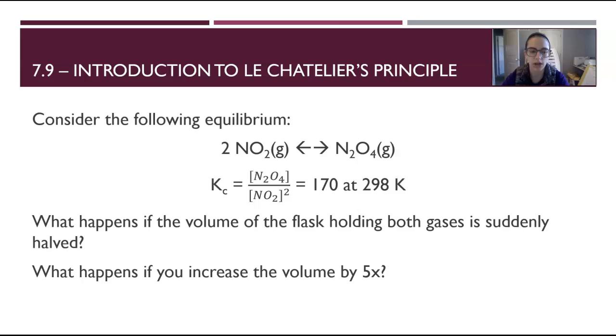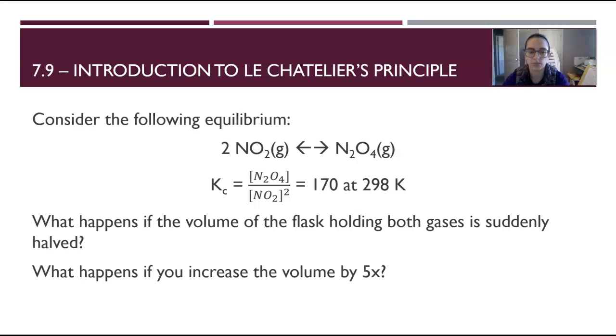We want to know what's going to happen if the volume of the flask holding both gases is suddenly cut in half. So we have to go back to what we know about gases. If volume goes down, because it's cut in half, my pressure is going to go up. So to counter that pressure, I need to shift to the side that has the fewer number of gas particles, which would be to the products.